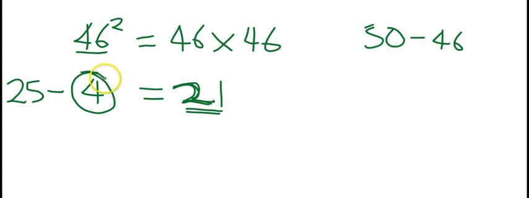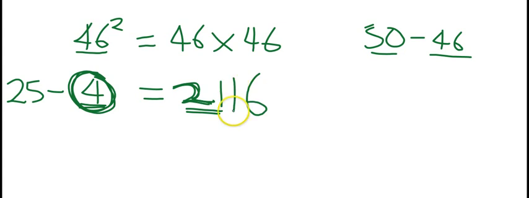Then this same 4 that we had as the difference between the 50 and the 46, we square this 4, which will give us 16. We attach the 16 to this. And so 46 squared will give me 2,116. I think that is very cool.